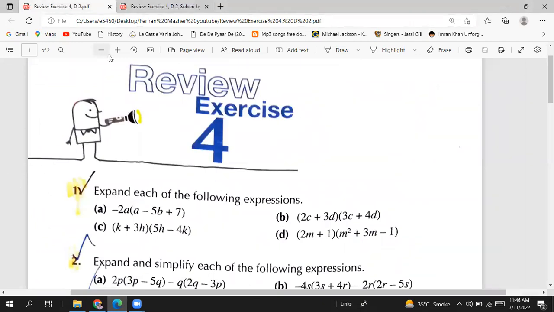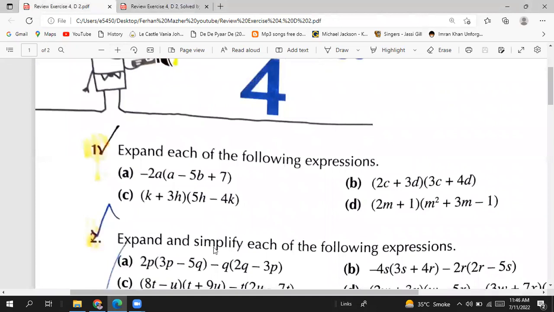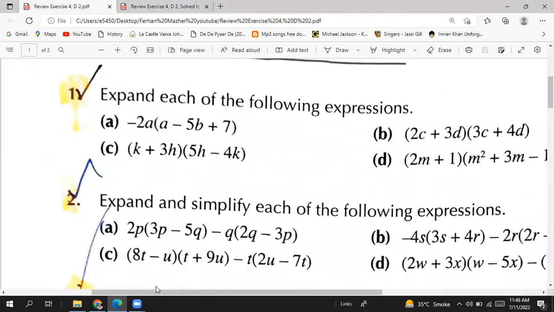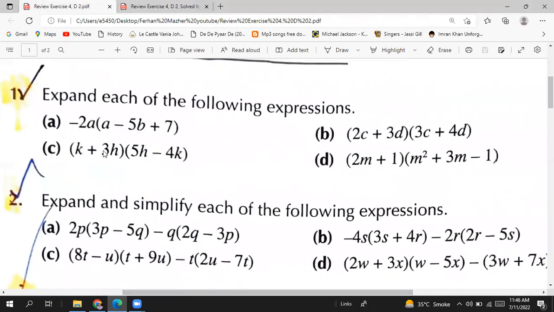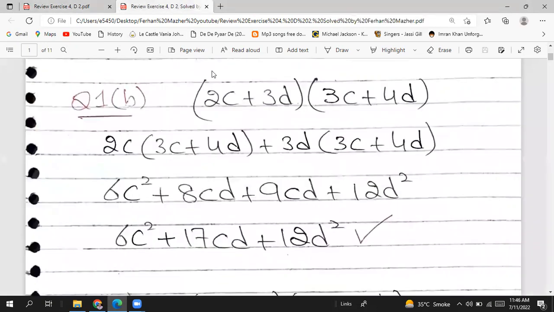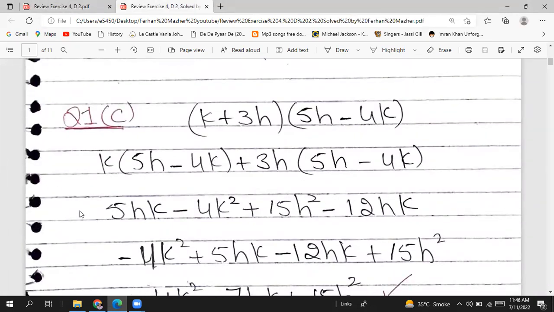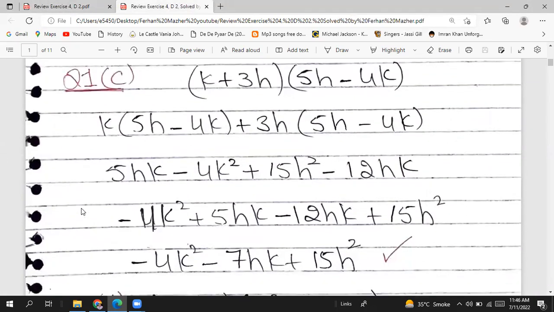Question number 1 and its C part is showing up on your screen. It is k plus 3h in one bracket and 5h minus 4k in the other bracket. You have to multiply them. That k, which is the first member here, will multiply with this second bracket. Then plus 3h will multiply with this bracket. You can see I've written it here.